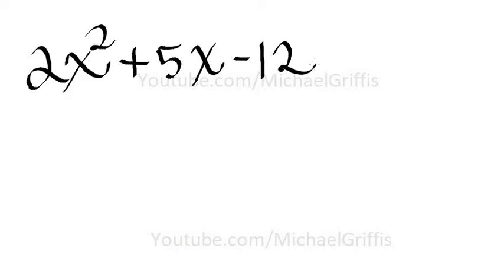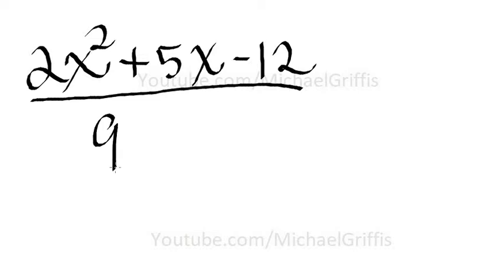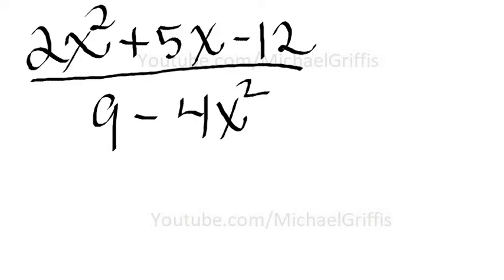2x squared plus 5x minus 12. That's going to be all over 9 minus 4x squared. Oh my goodness. Need to move this up just enough so we can work down here. All right, let's factor that top.